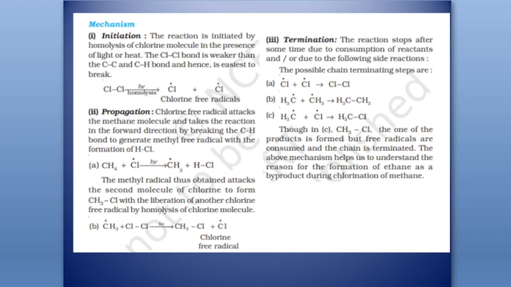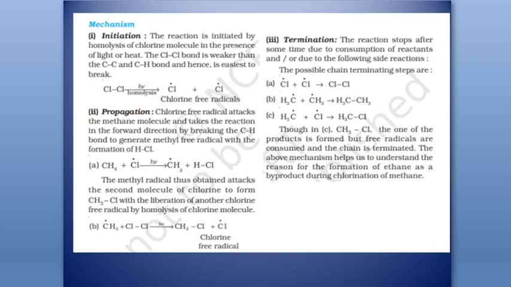Mechanism. This is a radical mechanism reaction. The first step is initiation, second propagation and third termination. Initiation will start with the breakage of the Cl-Cl bond, homolytic fission with h nu. The Cl-Cl bond will break into chlorine free radicals. Then chlorine free radicals will attack the alkane CH4. It will produce HCl and a CH3 dot radical.